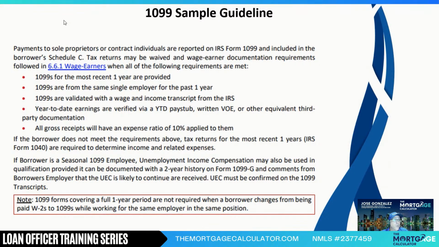So notice what it says there. If the borrower does not meet the requirements above, tax returns for the most recent 1 year or IRS 1040s are required to determine income and related expenses. Now, one thing to note also is how the file will be quality control tested.